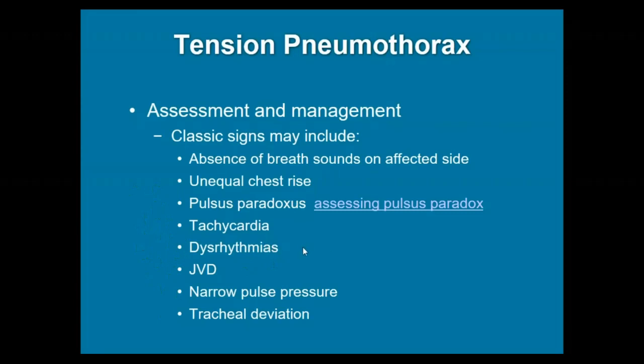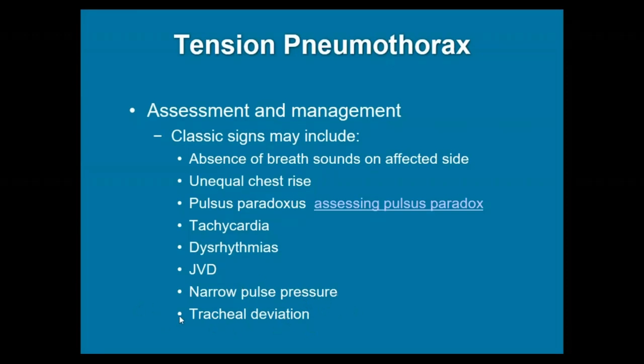Dysrhythmias, I'm going to show you one in a second. They could range from ventricular ectopy onto something pretty significant. JVD, we already talked about. Narrowing pulse pressure is different than pulsus paradoxus. Narrowing pulse pressure goes hand in hand with pulsus paradoxus, but systolic blood pressure decreases because your patient doesn't have complete ventricular refill, therefore stroke volume goes down, and you're going to have a lower systolic blood pressure.